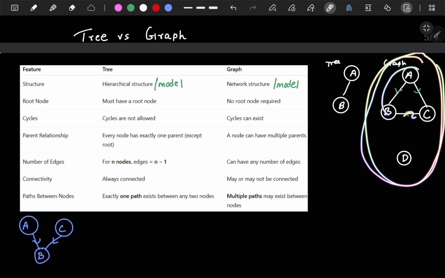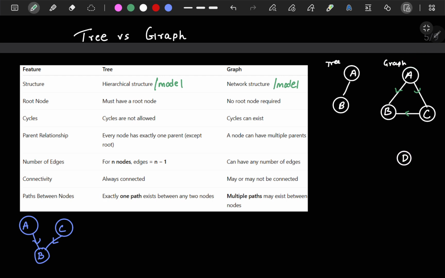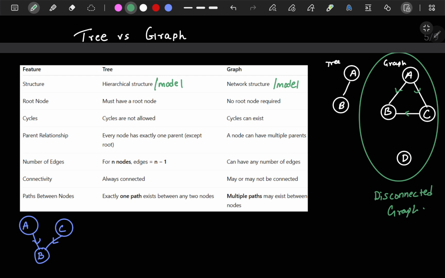Okay, there is one graph here and this is one another node, right? And this graph is called a disconnected graph. This entire thing is a graph, right? And it is called a disconnected graph. So don't get confused. That's why it is written that a graph may or may not be connected, but here it is always connected. This kind of structure is not possible in a tree, right?